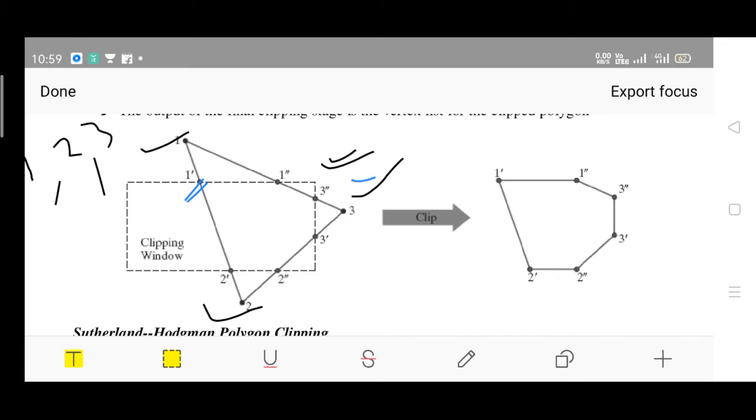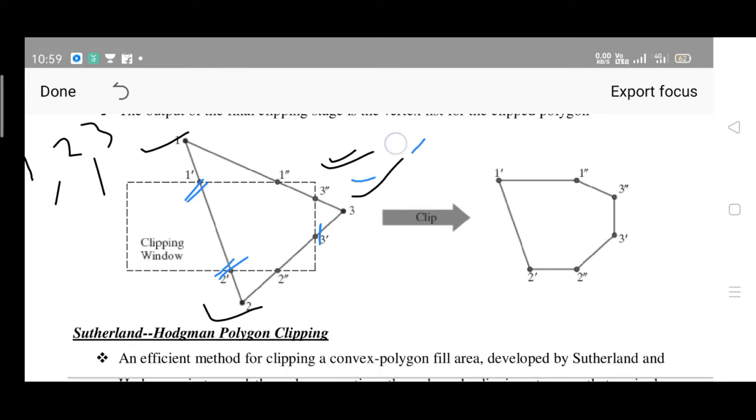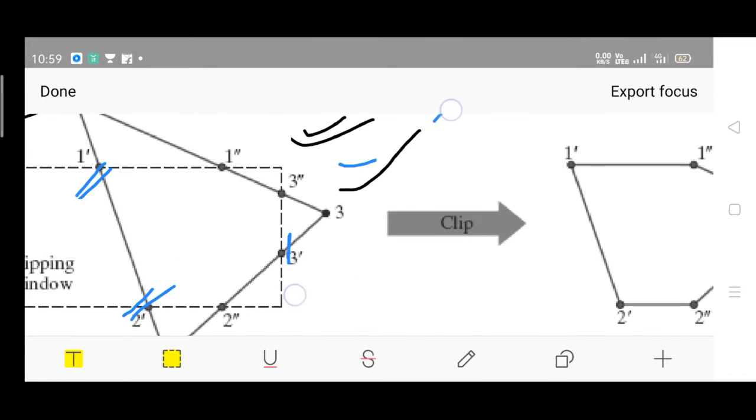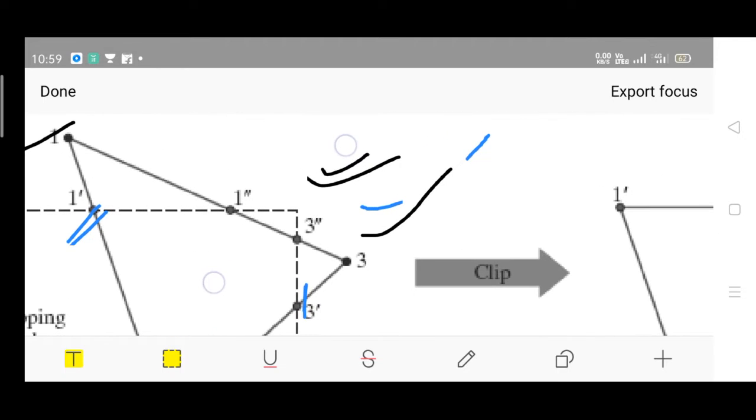And it also crosses 2 dash, right? At location 2 dash, the bottom portion of the clipping window, as well as 3 dash and 3 double dash. As you can see, one is marked as 3 dash and the other one, check carefully, is marked as 3 double dash, right portion, as well as one more point we have, top portion 1 double dash also, right?